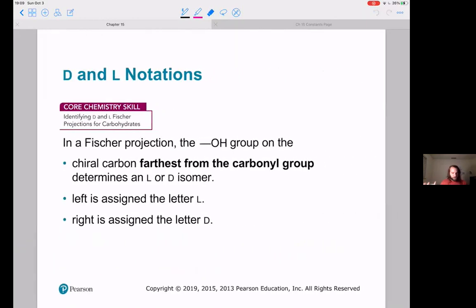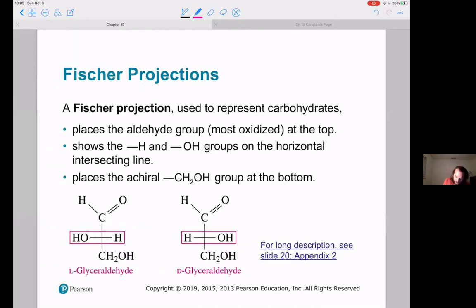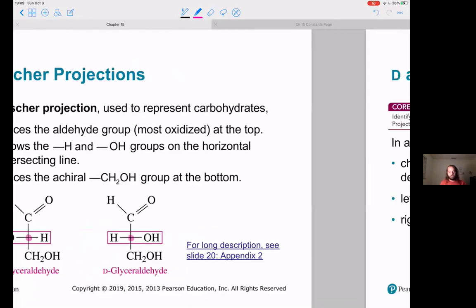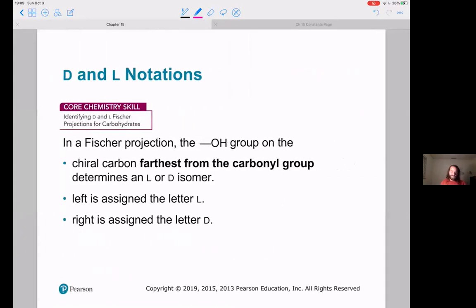Again, we stressed this a bunch before, but nonetheless, you're only looking at the chiral carbon that's the furthest away from the carbonyl group, right? So the furthest to the bottom. Again, you ignore that last one, right? This is actually the last carbon, but it's not a chiral carbon, so we're not going to pay attention to that one. We pay attention to the last chiral carbon. That's how we get our D and L designation. Again, L means it's on the left. D means it's on the right.